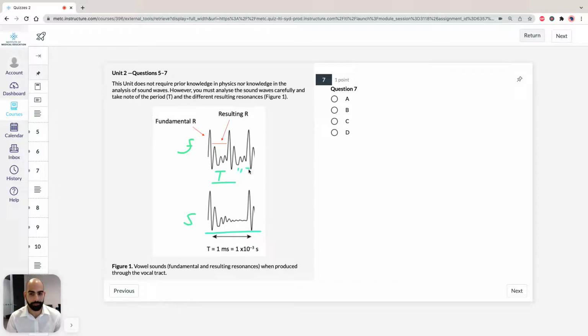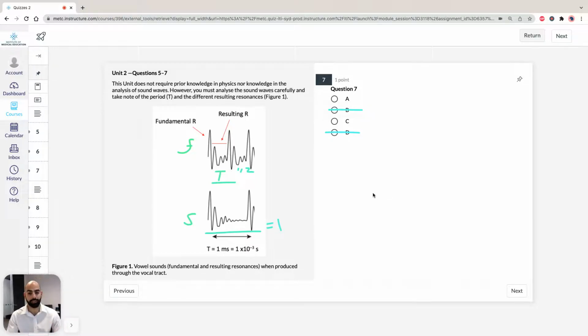So this is half and this is, let's say, 1. So you can see that a fast glottal pulse rate is going to have a shorter or decreased period. So we know the answer can't be B or D. So it's going to be between A or C. Does the resonance last longer or does the resonance reduce more quickly?